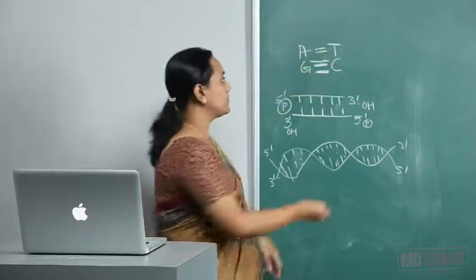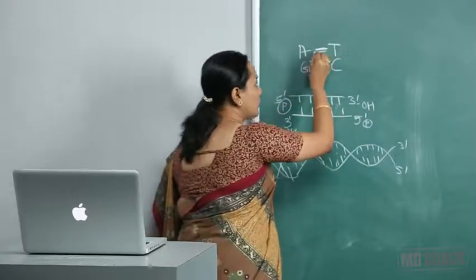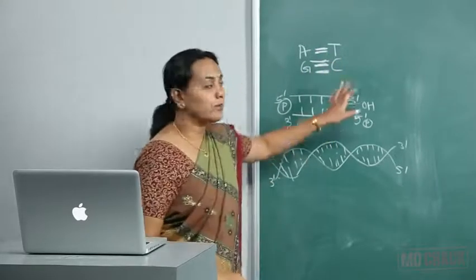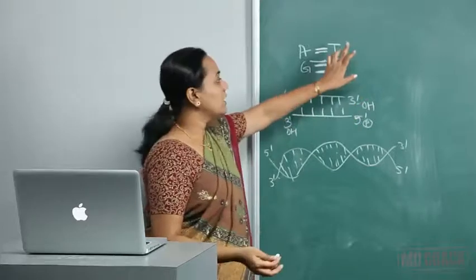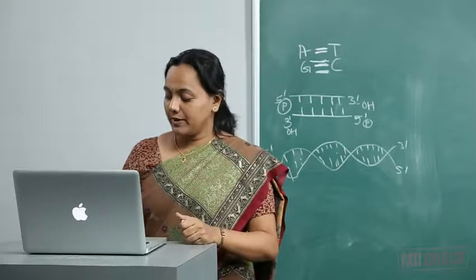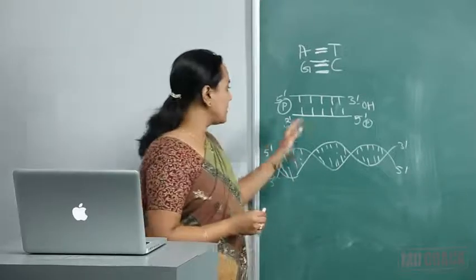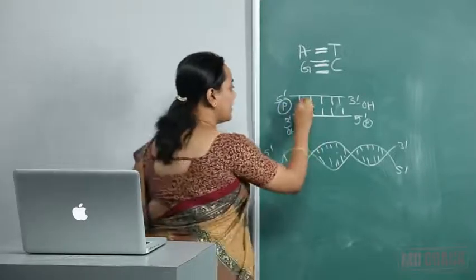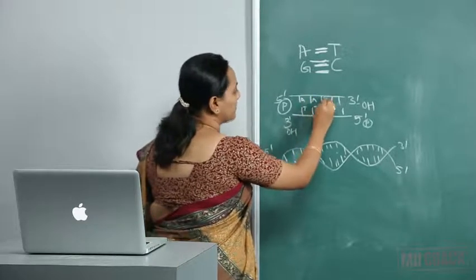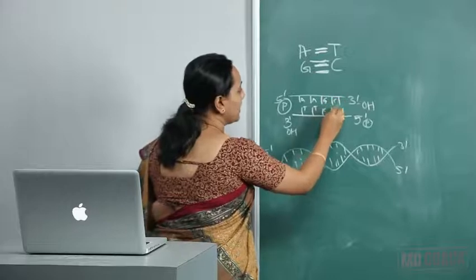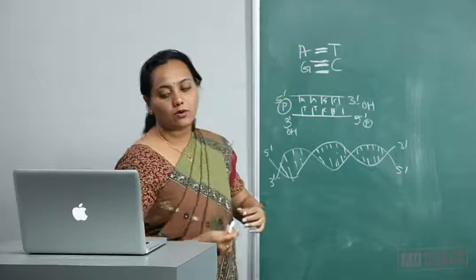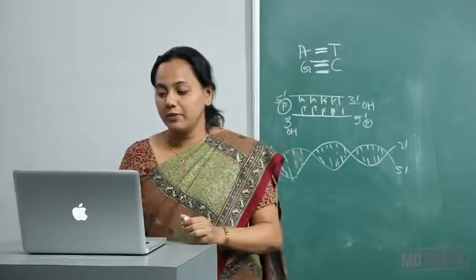The number of bonds between A and T is always 2, and between G and C it is always 3. How do you remember this? T stands for 2, so AT it is always 2. The 2 strands are complementary to each other always. So if you have A here, it will be T here, and likewise for G and C, they are complementary to each other thanks to this base pairing rule. So that is the meaning of complementary.